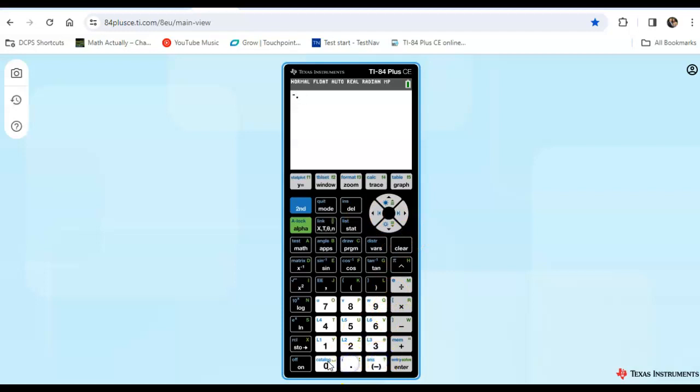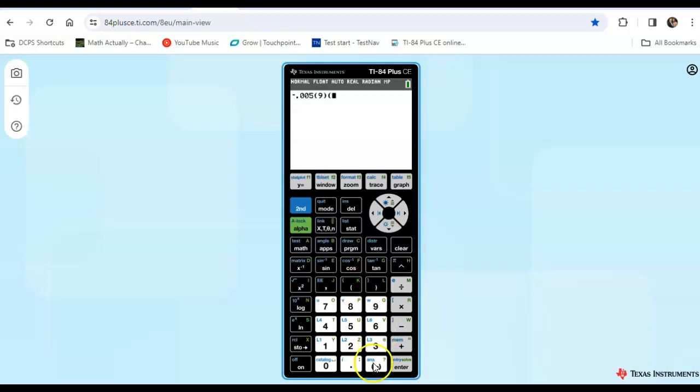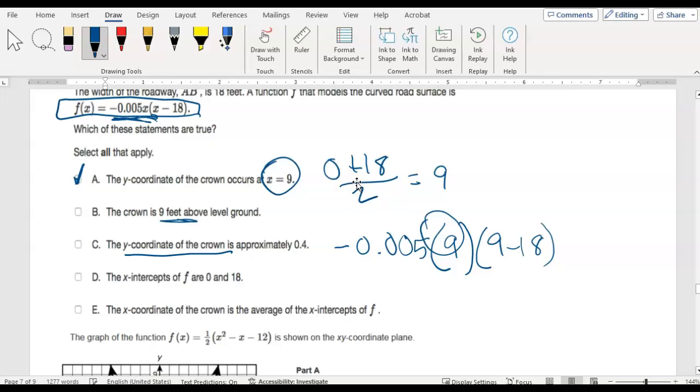Negative 0.005 times 9 times 9 minus 18 is negative 9. You can calculate that. Then we will get 0.405. So this equals, so that is true. It is approximately 0.4, so that works.